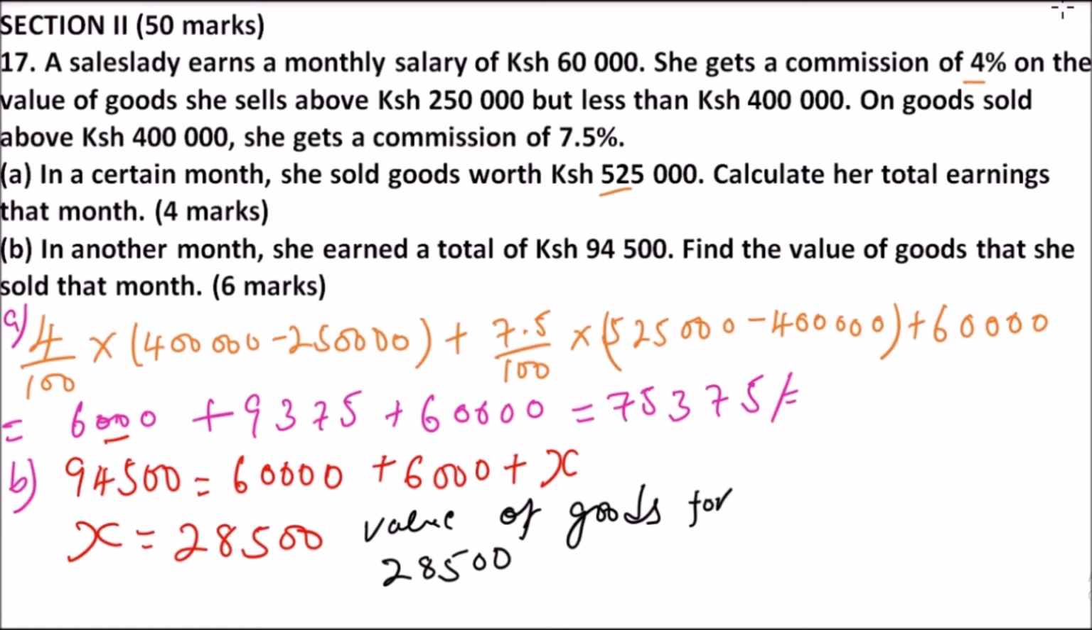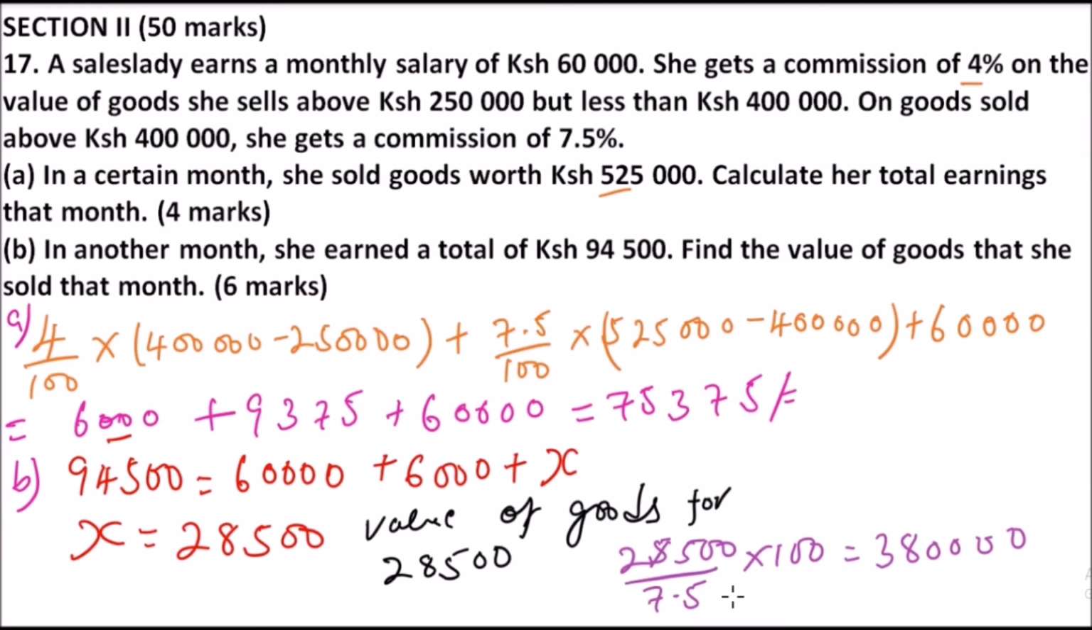So we take 28,500. You divide by the commission, which is 7.5, and then you multiply by 100 to get the goods, and this will give you 380,000.